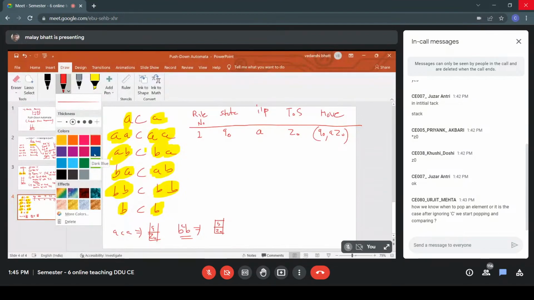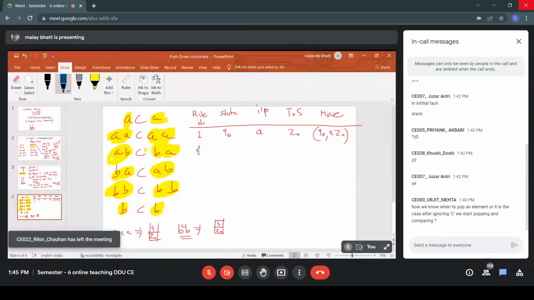So for that purpose, we'll write a separate rule like this. Our state is Q0, input is B, top of the stack is Z0, it is Q0, then BZ0. So you can see here, right? It is Q0, BZ0. What this tells us is that these both rules are not applicable at the same time. Any one rule is applicable at a time.